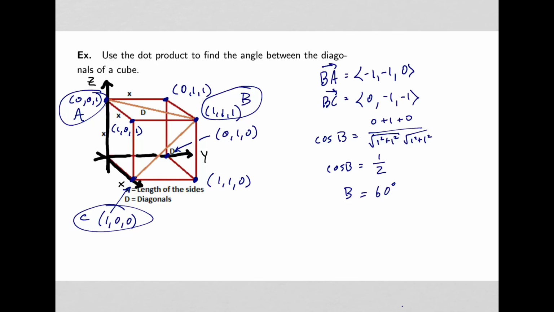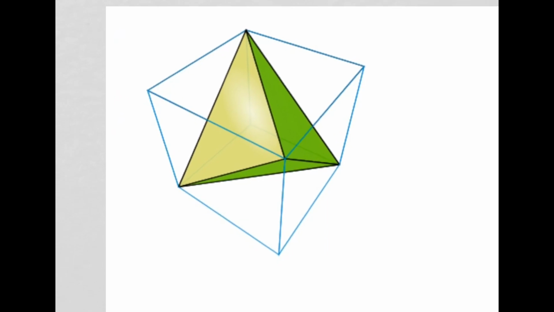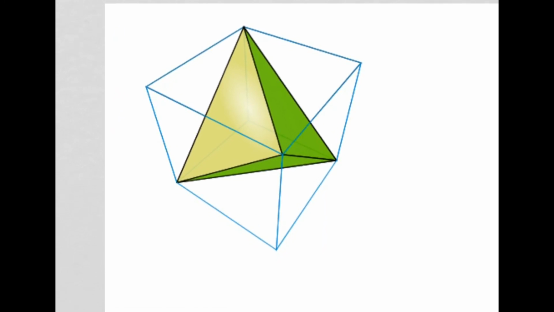And the reason that that's kind of interesting is that if we take a look here at a cube and put inside of the cube, along its diagonals, these lines, we can actually make a tetrahedron which is embedded inside of a cube. That's just kind of a neat little geometric oddity.